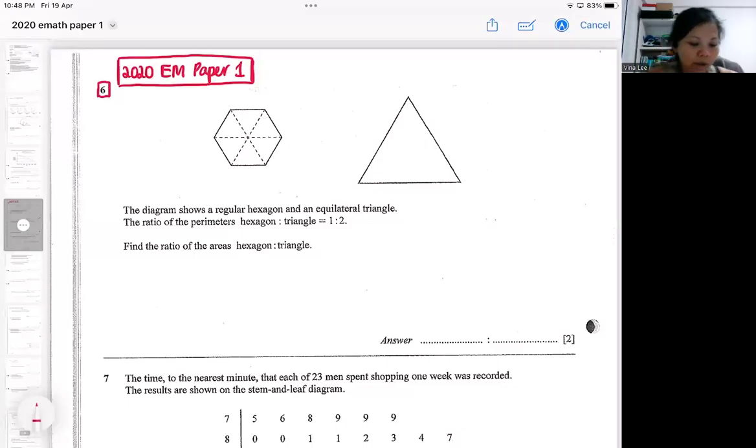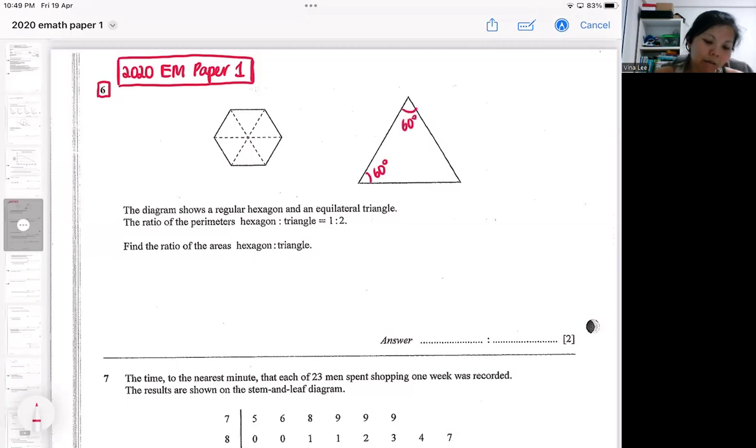Okay, for this question, it comprises a regular hexagon and an equilateral triangle. Regular hexagon means all the sides are the same. Equilateral triangle is the same thing. So the common thing between them is there are a lot of 60-degree angles around. In an equilateral triangle, there will be 60 degrees around.